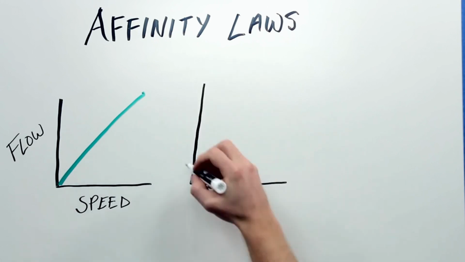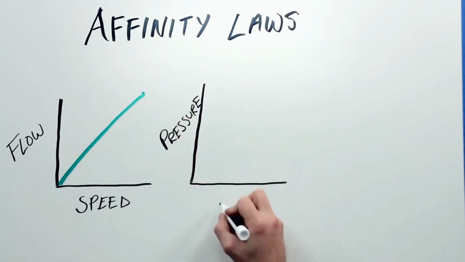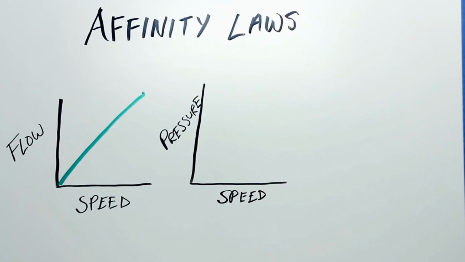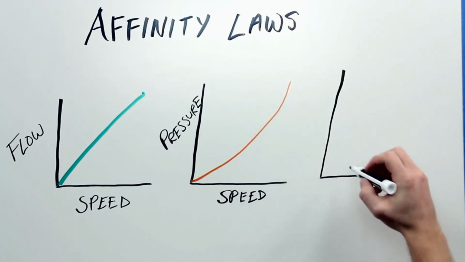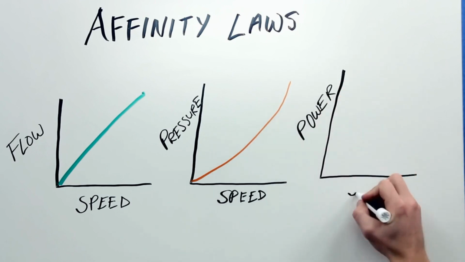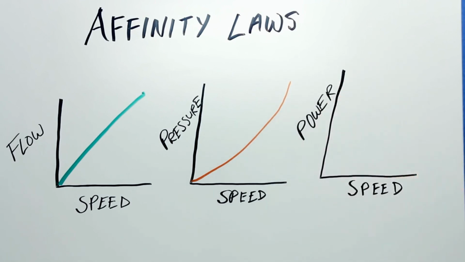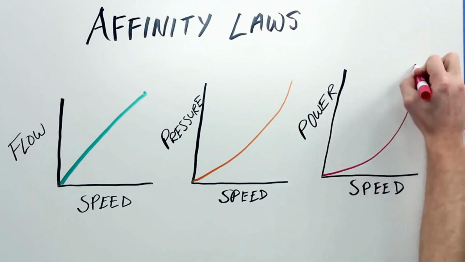If you compare the speed against the pressure in a pipe or duct, the pressure increases at a rate of the speed squared. If you compare the speed against the power required to move the air or liquid, the power is equal to the speed cubed.